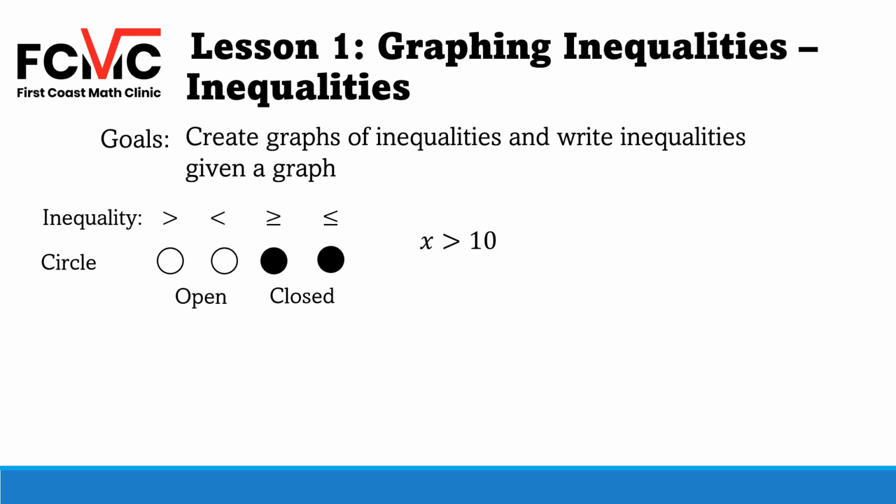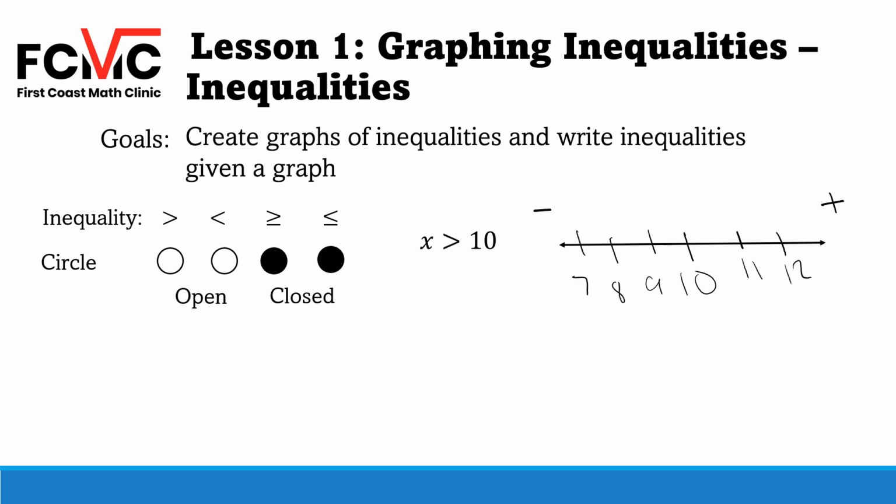So if we had a problem like x is greater than 10, to graph this, we would start with 10 on a number line. Our greater than values are all the values to the right. Our less than values are all the values to the left. So our values to the right would be like 11 and 12, and our values to the left would be like 9, 8, and 7. That's always how we graph on a number line.